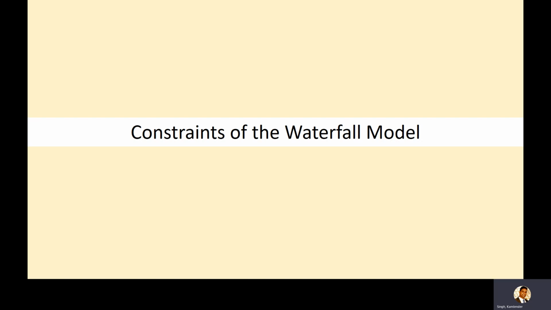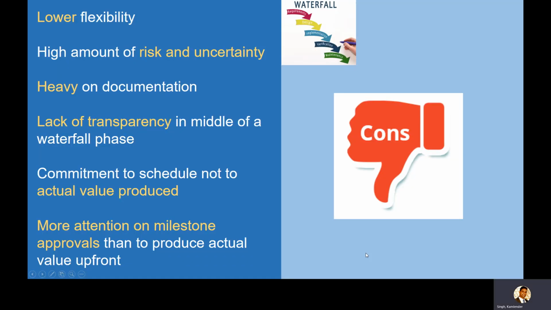Now let's talk about what are the constraints of the waterfall model. Lower flexibility. If you're asking your designers to make some changes in the middle of the design phase, they'll be less flexible because requirements are documented. They may say, no, you go ahead and first change the requirements, get the approval from the customer. Similarly in the development phase. And as you go further in the phases, the rigidness becomes more. The flexibility becomes lower.